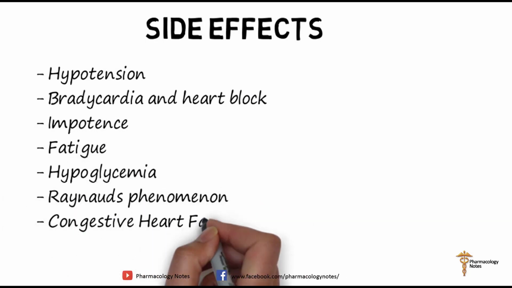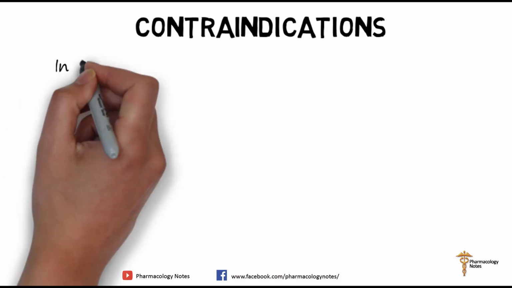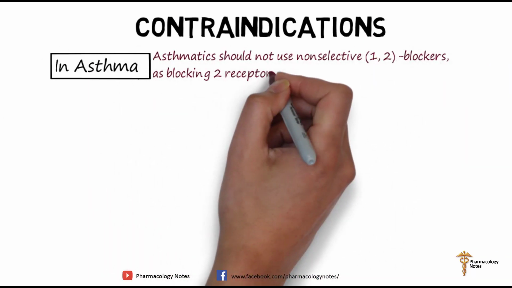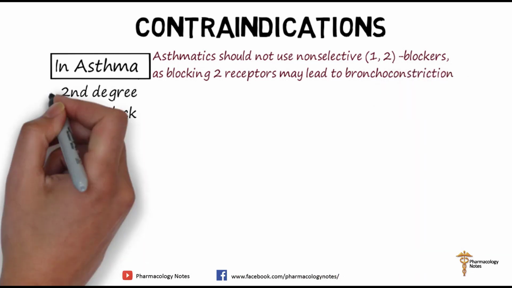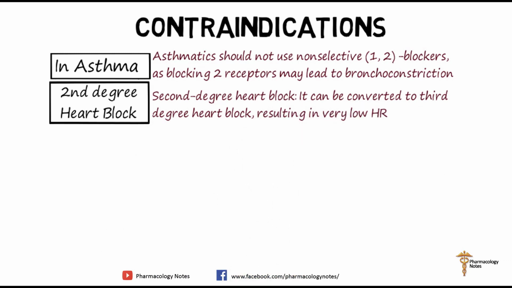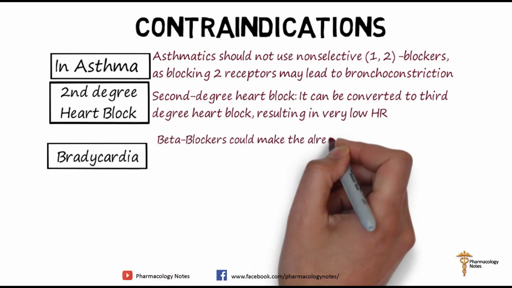The contraindications. In asthma, because asthmatic patients should not use non-selective beta blockers as blocking may lead to bronchoconstriction. Okay. Second degree heart block is also contraindicated. Second degree heart block can be converted to third degree heart block, resulting in a very low heart rate. So it is contraindicated in second degree heart block.